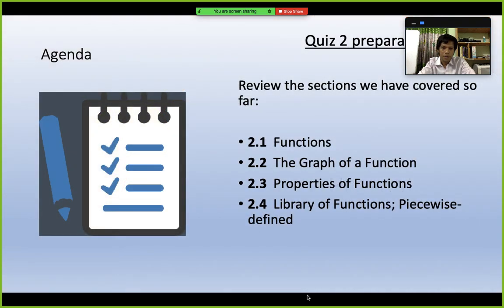So far we have finished this material for our quiz 2. This is the syllabus for quiz 2: sections 2.1, 2.2, 2.3 and 2.4. The section names are functions, graph of a function, properties of functions, and library of functions, piecewise defined functions, etc.